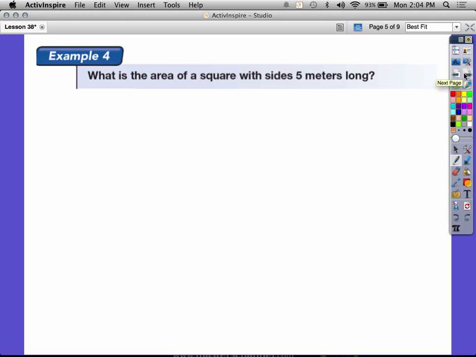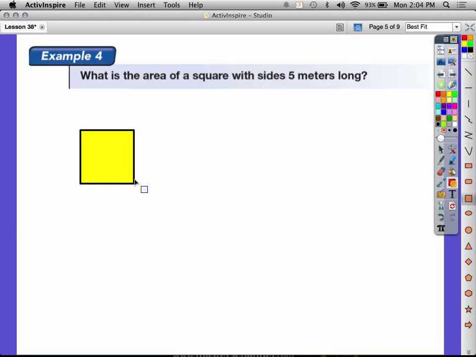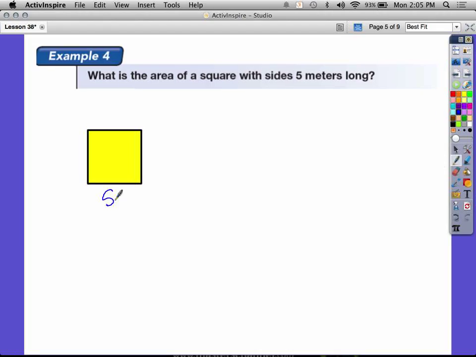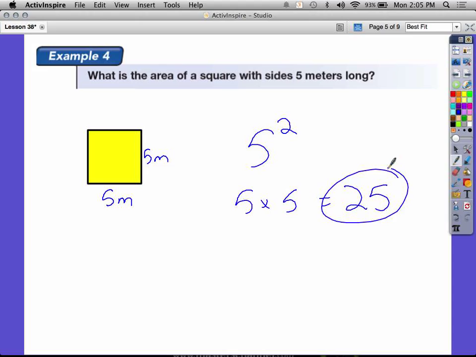So what is the area of a square with sides 5 meters long? So if we have a square, one of the sides is 5 meters. Remember, a square, all the sides are the same, so every side's going to be 5 meters. And a square is a rectangle. We're going to multiply one side by the other side, length times width. Or when we're talking about a square, we can just take whatever they give us, multiply it by itself, or square it. So 5 squared, which is 5 times 5, is equal to 25.